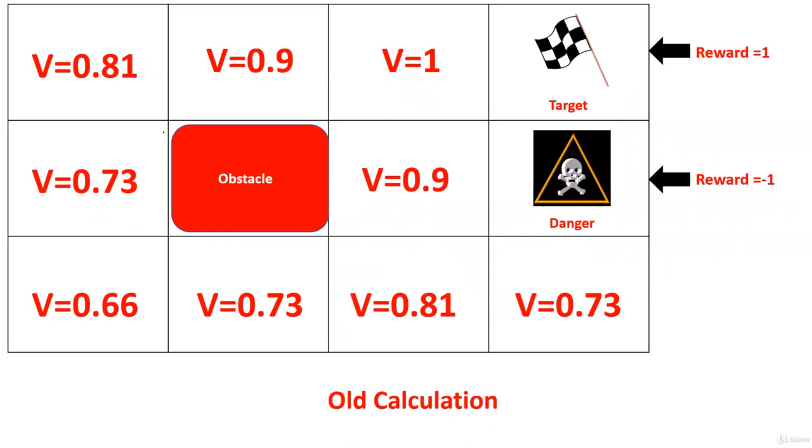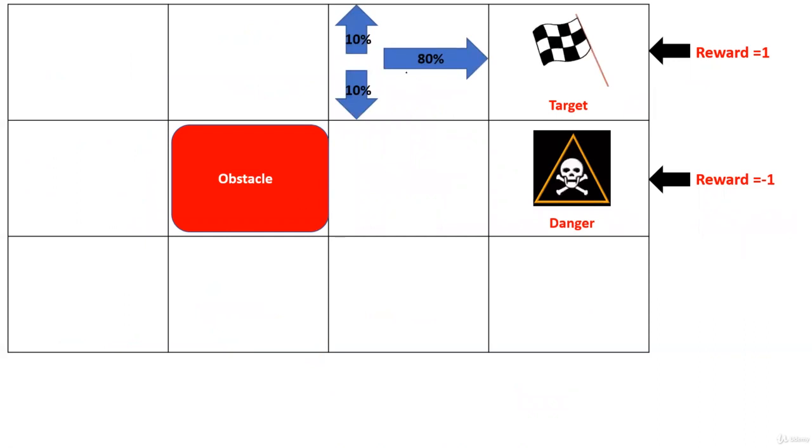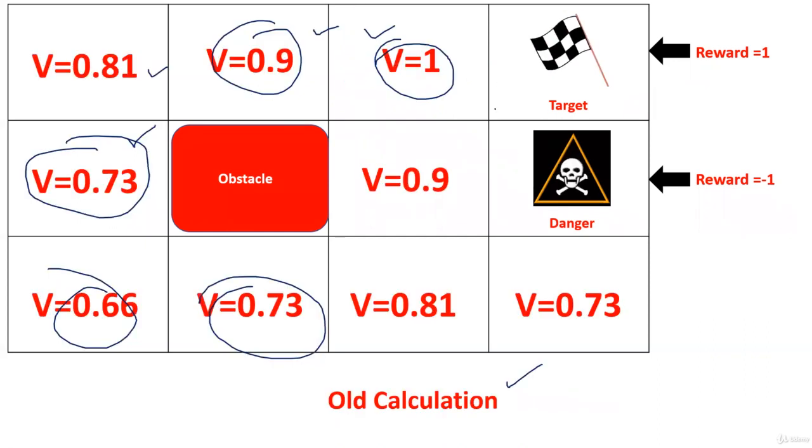This was the old value which we calculated. I want you to remember some of these values, because we are going to use them in multiplications to create the new values. The old values are 1, 0.9, 0.73, 0.81. We will use these old values to calculate the new values. Let's start with this block first. Take a screen capture of this so that you can use these values for further calculation.